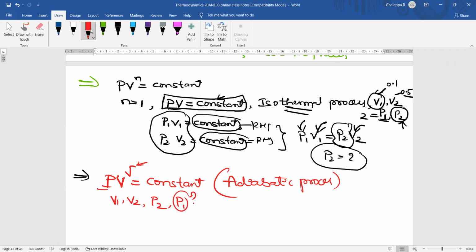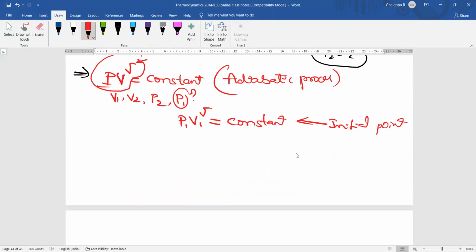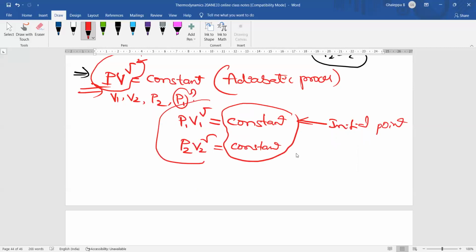In this case, how will you write? First you write this equation at point number 1. P1 V1 to the power of gamma is equal to constant. This is at first point, initial point. Similarly, you have to write the adiabatic process equation at the second point, the final point. Final point is 2, constant. Okay, right hand side is same. Obviously, left hand side values will remain same. So P1 V1 to the power of gamma is equal to P2 V2 to the power of gamma.